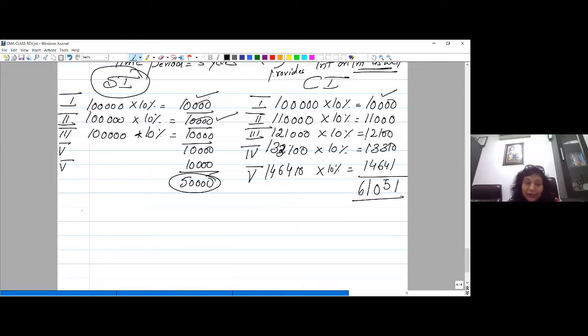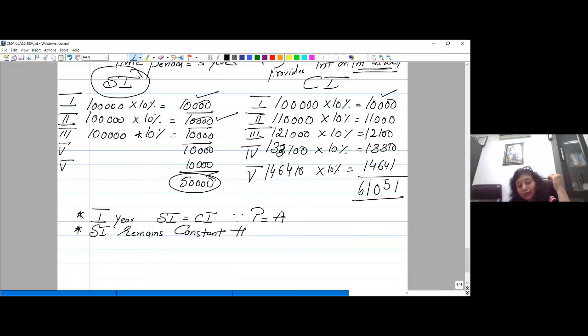So there are few points which you have to remember. The first point is, in first year, simple interest is equal to compound interest because principal and amount are the same. Second thing, simple interest remains constant throughout the time period.